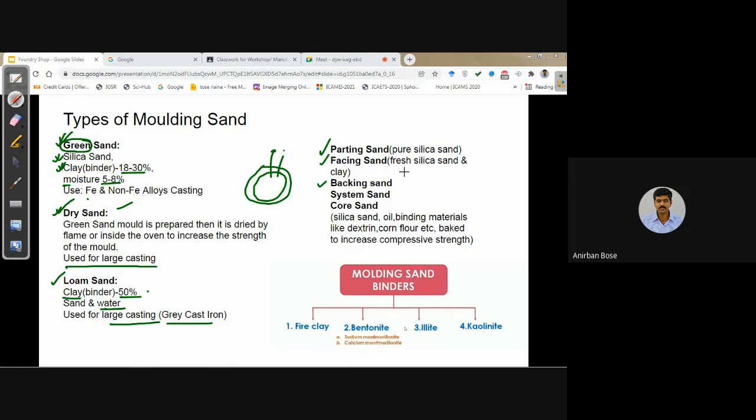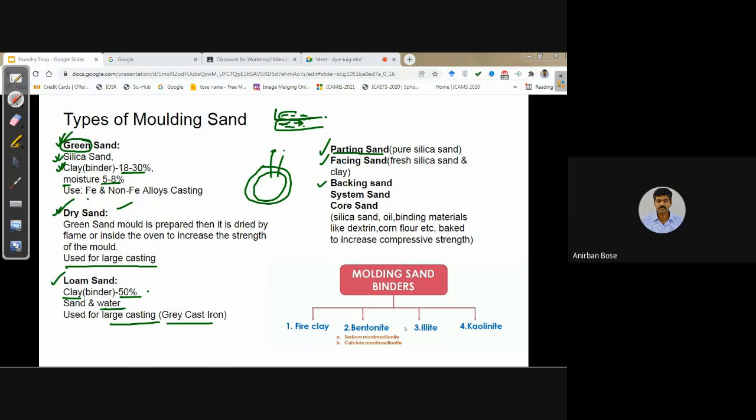The parting sand is pure silica sand. Completely pure silica sand, nothing else is there. As you have probably observed in different types of patterns, initially some white powder is sprayed, and after that the green sand is poured into the flask, right? So parting sand is basically the dry silica sand which is used to separate the molding flask, maybe the cope part containing some material, and the drag part also containing some green sand.